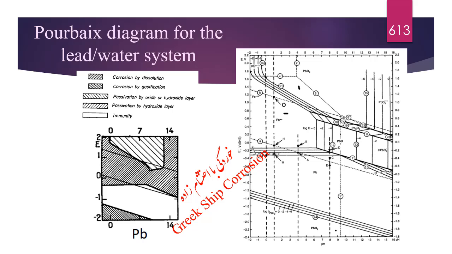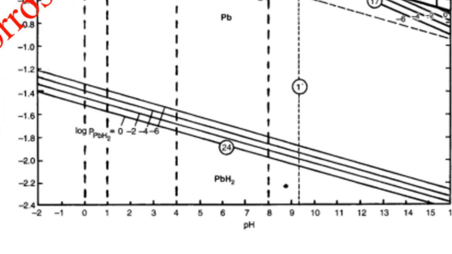A more detailed Pourbaix diagram for the lead-water system can be seen here too. This region is corrosion by gasification and this region is corrosion by dissolution. Also, there is a passivation region by oxide or hydroxide layer due to PbO, Pb2O4, and PbO2.